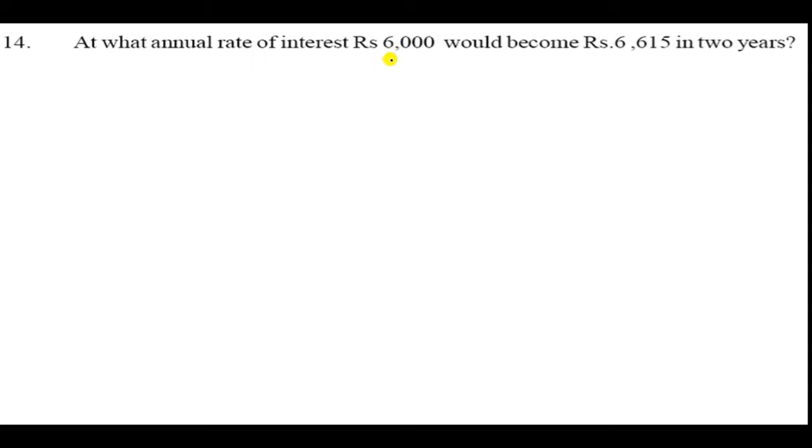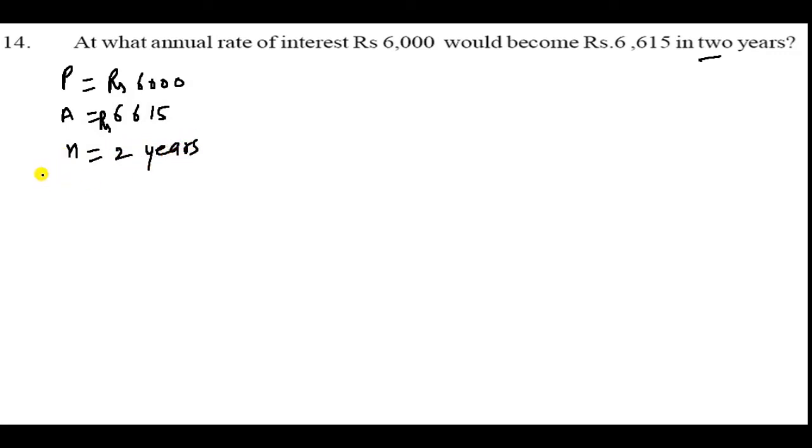Let us see in this one: at what annual rate of interest would rupees 6,000 become 6,615 in 2 years? So let us start. Principal is given as rupees 6,000 and amount will be equal to rupees 6,615, and the time period is given as 2 years, so you have to write 2 years.